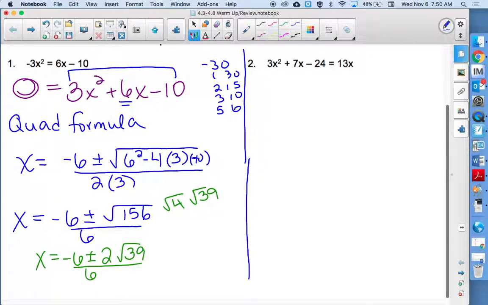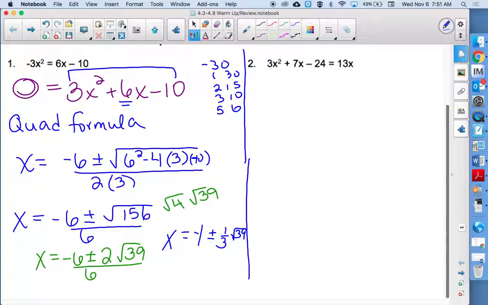So the last thing we have to do is simplify this. And to simplify it, I need to think of this negative 6 being divided by the 6 on the bottom. Negative 6 divided by 6 is 1. How about a negative 1? And then I also need to think of the 2 being divided by the 6. Both of them are being divided by the bottom number. So 2 divided by 6 is 1/3. And then the square root of 39 can just get written next to it. So that's a good little review for the quadratic formula. Questions?